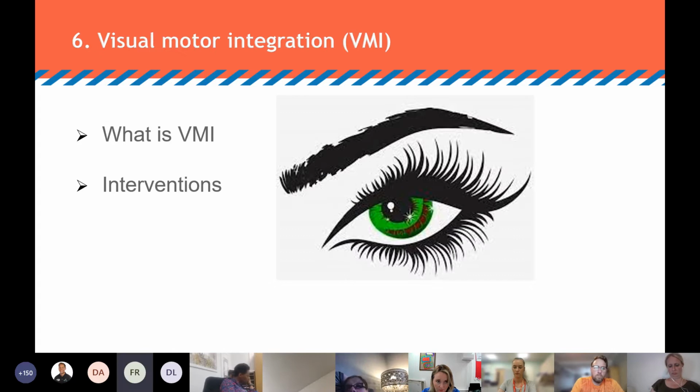Module 6 will be visual motor integration. This is your hand-eye coordination. This lends itself to handwriting. It lends itself to various different subjects, catching a ball. It lends itself to eating, self-help skills, and it even lends itself to being in the everyday classroom where they've got to look at a board.